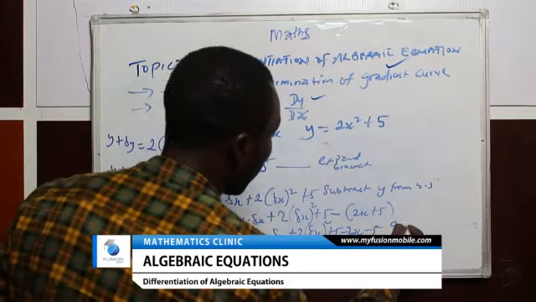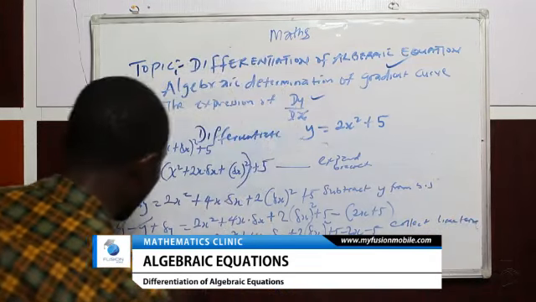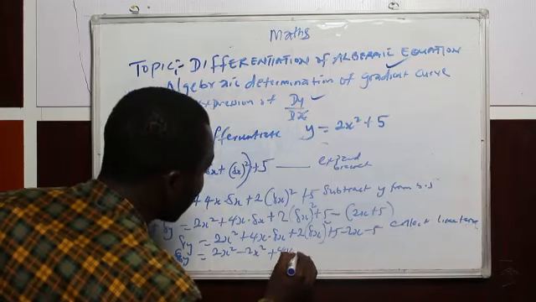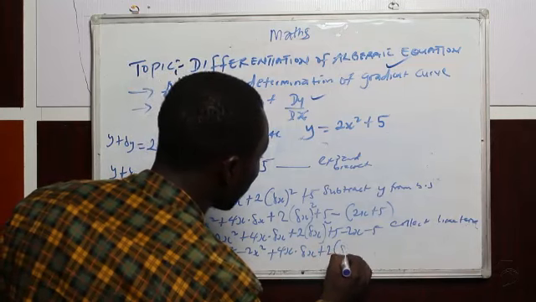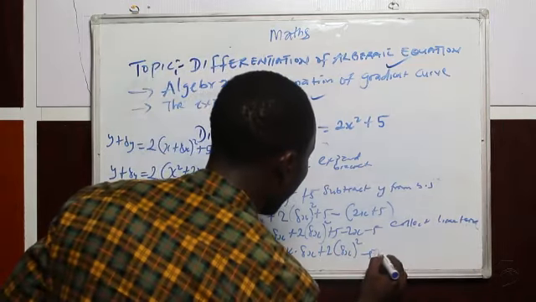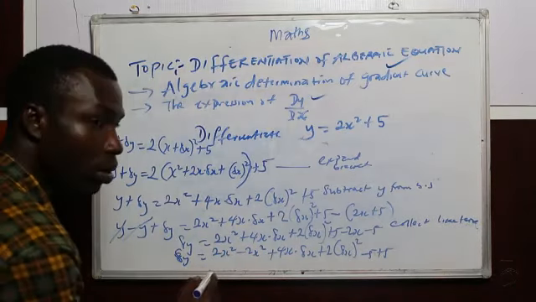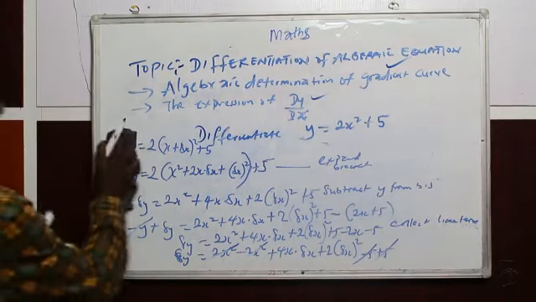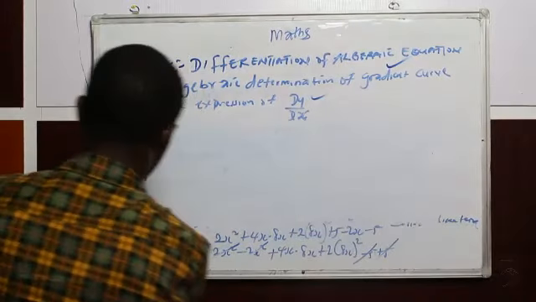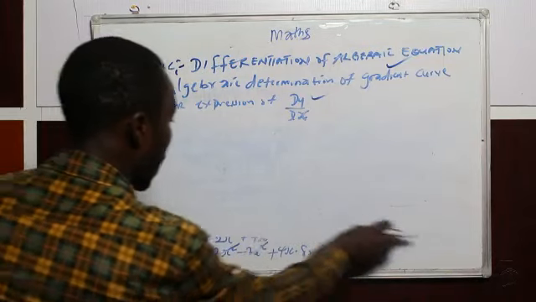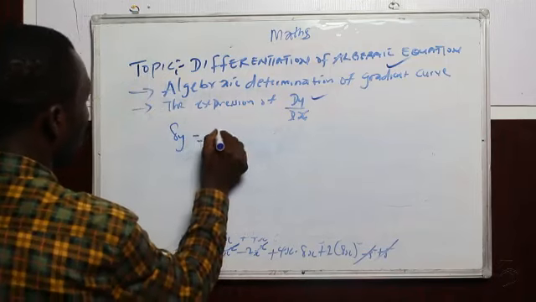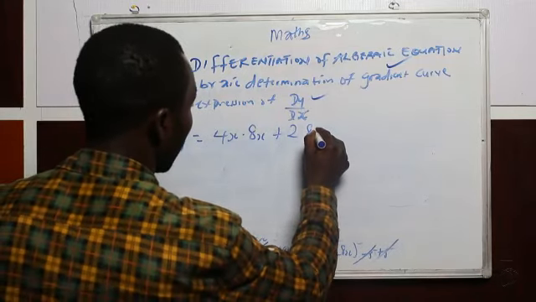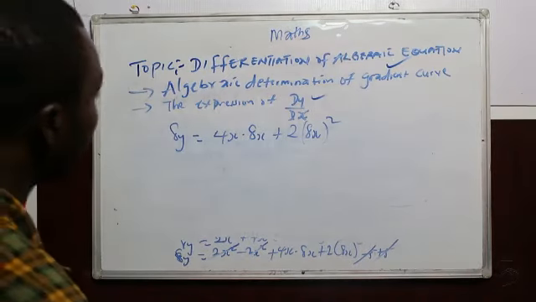Now let's collect like terms. We now have delta y equal to 2x squared minus 2x squared plus 4x delta x plus 2 bracket delta x all squared, minus 5 plus 5. Therefore, 2x squared cancels 2x squared, minus 5 plus 5 cancel each other. We are now left with this equation. Delta y is equal to 4x delta x plus 2 delta x squared.